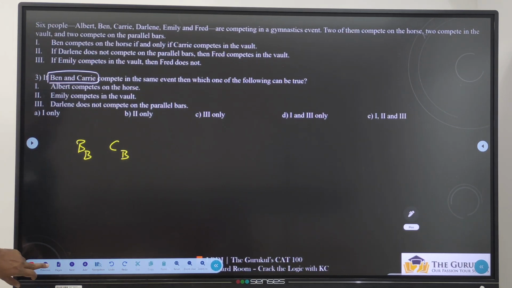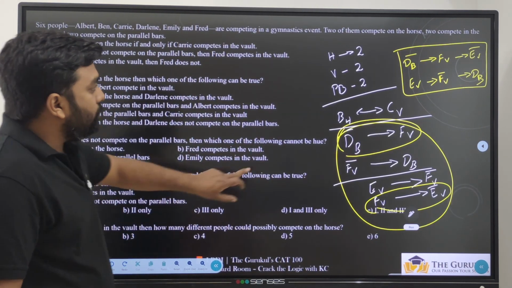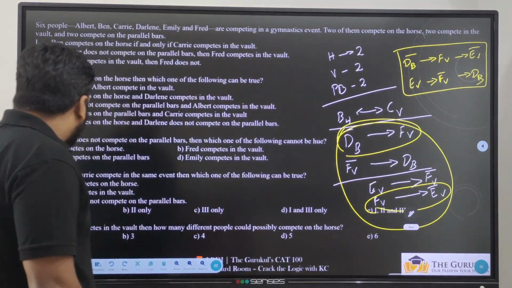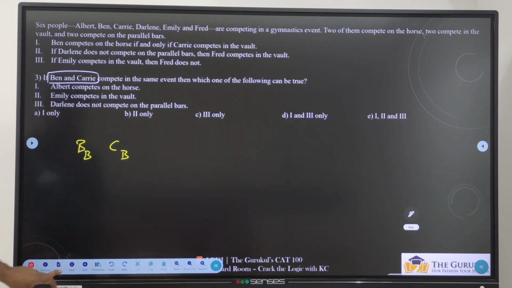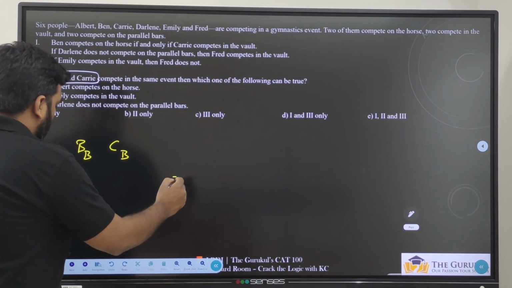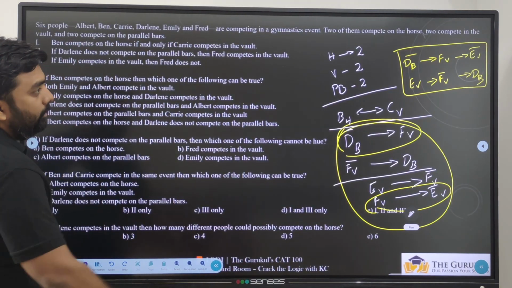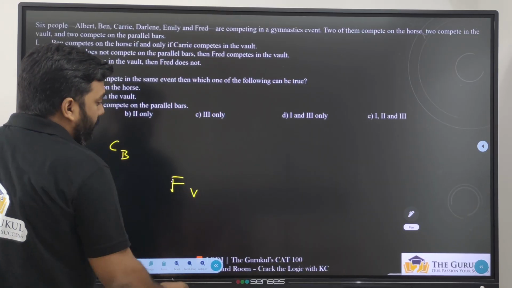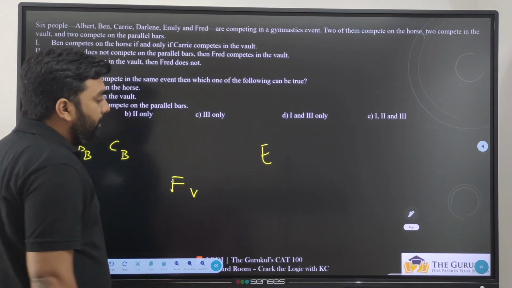We already know in the previous case over here, if D is not coming in bars, F should come in vault and E is not coming in vault. Okay, let's write here. Because D is not coming in vault, F should come in vault and E is not coming in vault.